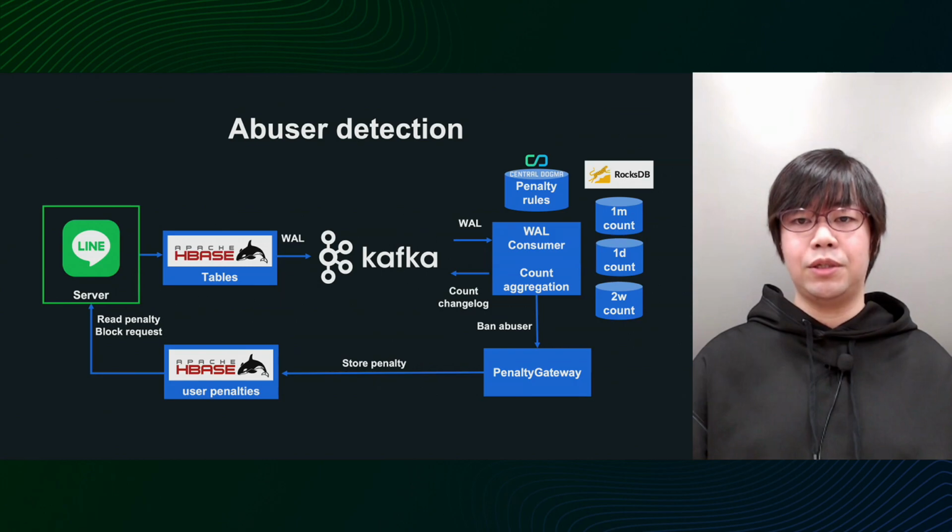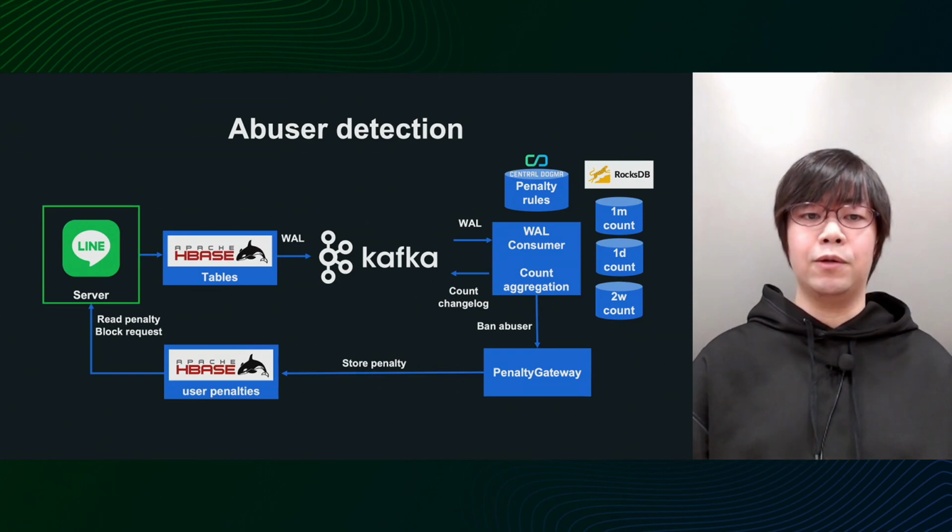Then unauthorized users are detected according to the penalty conditions stored in Central Dogma, a configuration repository developed by our company as OSS. The detected rogue users are reported to our internal penalty gateway component, which in turn reports the rogue users to our HBase cluster. The user's penalty will be stored in a table in our HBase cluster where the data such as user penalties are stored. LINE's application server will then use this penalty information to block the requests from the unauthorized users.